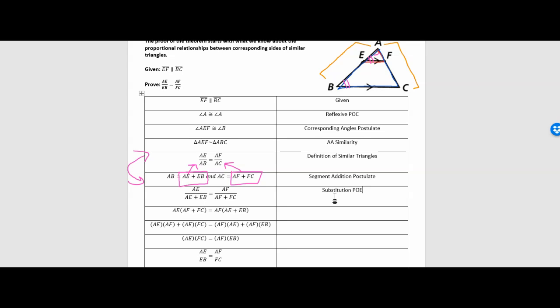Then there's an algebraic property going on. So it looks like they cross-multiplied in the next step. Multiplication property of equality. And then they just distributed on both sides, right? They distributed AE to both AF and FC, and then AF on the other side. So just distributive property.